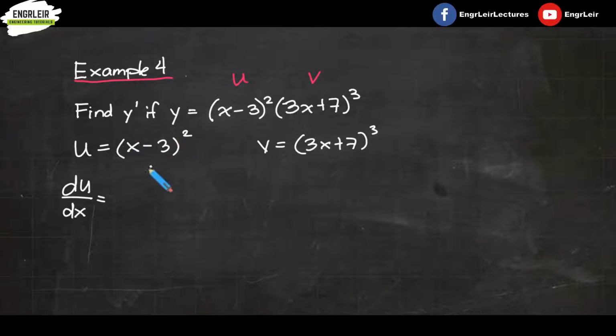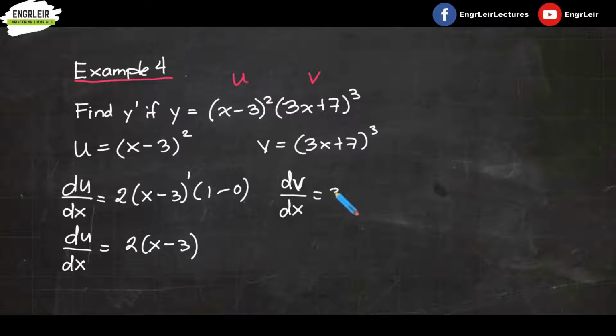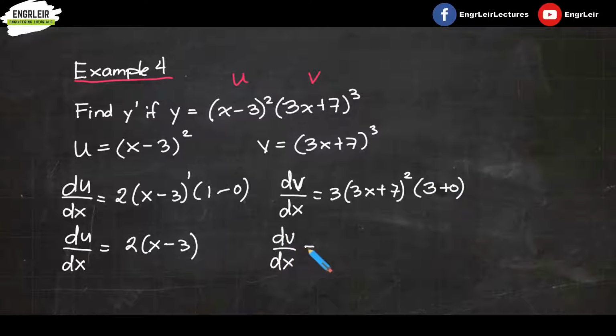So we have the exponent 2, and then we have x minus 3. The exponent, subtract one, so raised to 1. And then the derivative of what's inside. The derivative of x is 1, the derivative of 3, which is a constant, is 0. So in other words, du over dx, the derivative of u with respect to x, would be 2 times x minus 3. Okay, how about v? The derivative of v with respect to x would be the exponent, and then our function, exponent minus 1, so squared. Then the derivative of what's inside the quantity, that would be 3 plus 0. So dv over dx is 9 times 3x plus 7 squared.